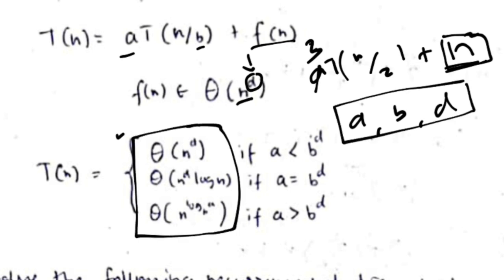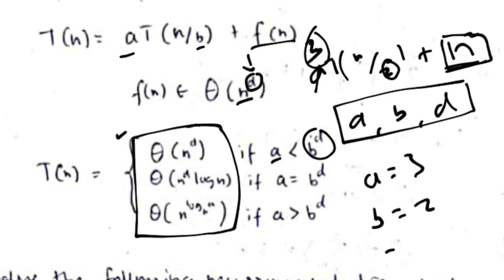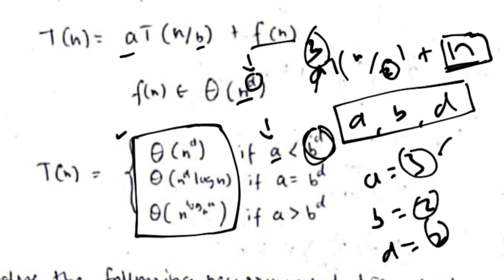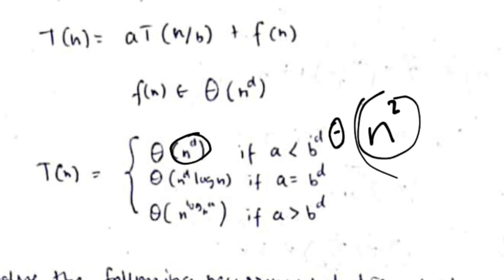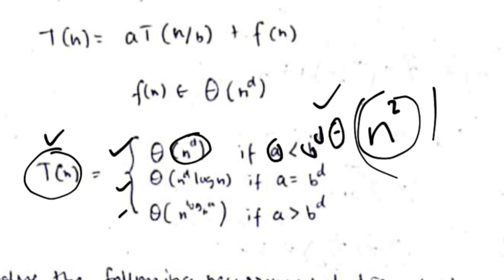We have to find out which case it fits, by checking whether a is less than b power d or not. Suppose that a is equal to 3, b is equal to 2, and d is equal to 2, n square, right? So d is equal to 2. Now what is a? a is 3. b power d means 2 power 2, which is 4. 3 is less than 4. So which case does it fall in? It falls in the first case. So what will be the time complexity? n power d. What is n power d? n power 2. So it will be the order of n square. See how easily we found the final answer. In that way we'll be finding out T of n by using the a, b and d values, finding out which case it falls in, and writing the final answer.